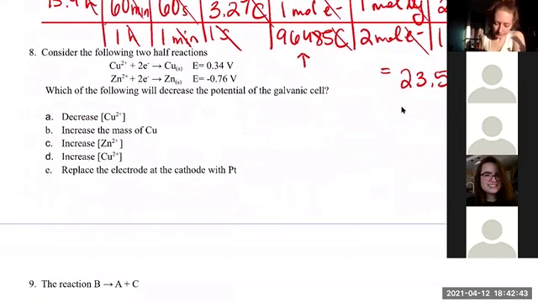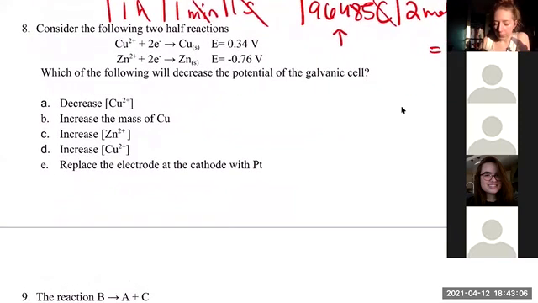Okay, for number 8, this is a conceptual question. We're dealing with a galvanic cell, and it's asking, how do we decrease the potential? You can consider the potential like the amount of work or the amount of free energy you can get out of it. It's related. So that's the way you want to be thinking about this. If we want to decrease the potential, we want the reaction to go backward, to favor the backward reaction more.